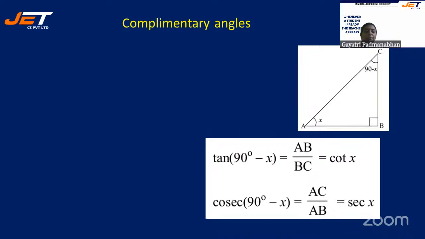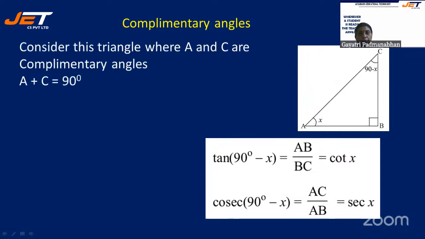All right. Now, a very important concept which is called complementary angles. What is this? This is nothing but complementary angles. Now, what are these complementary angles? Consider this triangle where A and C are complementary angles. So, A plus C is 90 degrees. So, A is equal to 90 degrees minus C; when the C goes the other side, it becomes minus C.